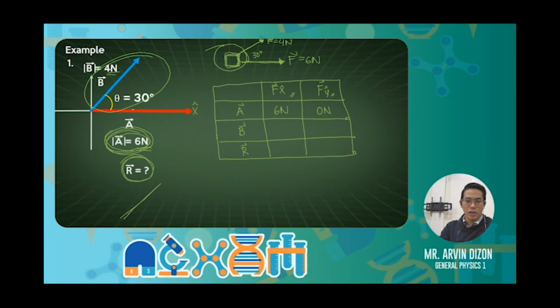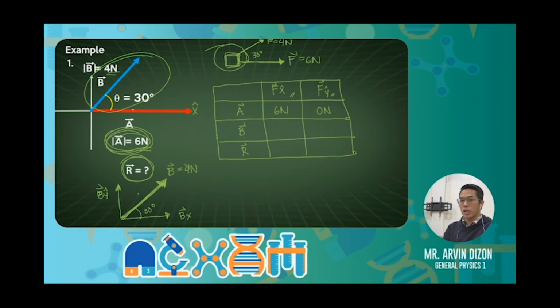So I'm going to draw here vector B. This is now a representation of vector B with a magnitude of 4 newtons and at an angle of 30 degrees. Now, again, just like what we have taught a while ago, vector B is already a resultant vector, meaning it has its components. So that will be component Bx, which means the force on the x-axis of letter B, and component By.